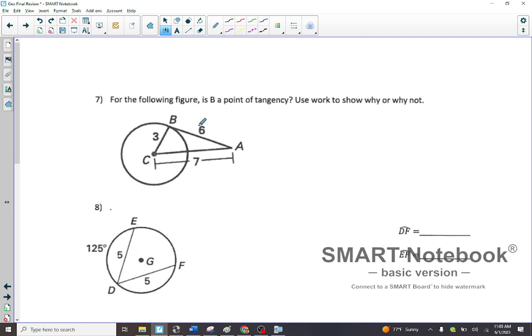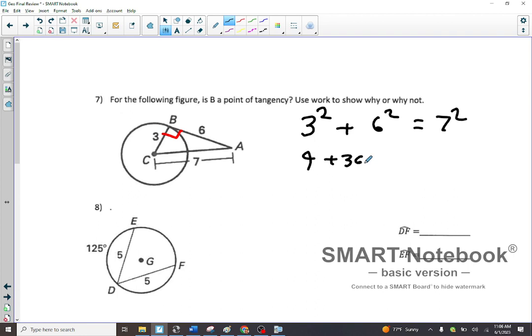All right, next one. Is this a point of tangency? Now, the rule of a point of tangency is that it makes a right angle with its radius. So in order to prove this is a right angle, we want to see if this forms a right triangle. We'll check using an old skill from yesterday: 3 squared plus 6 squared should equal 7 squared. Remember, if it was less, it was acute. If it was more, it was obtuse. If it's exactly equal, it's right.